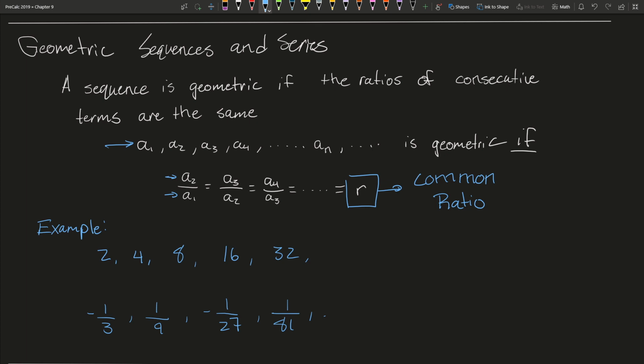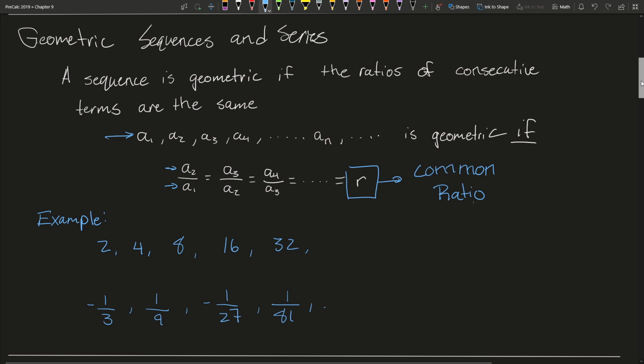So the first thing that we need to be able to do is to just determine whether or not a sequence is geometric. All right, so in the two examples down below, we need to determine if they're geometric, and if they are geometric, then we need to find the common ratio. Okay, so again, in order to do that, we have to take the ratio between consecutive terms.